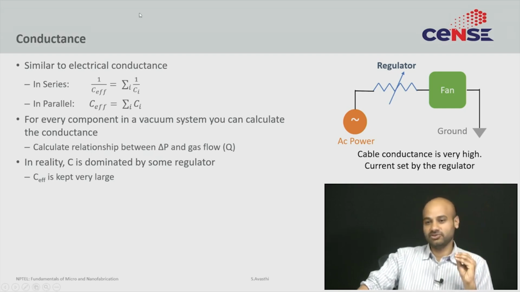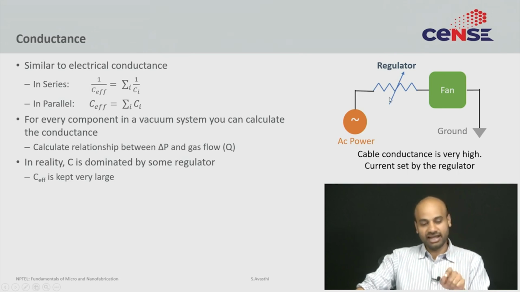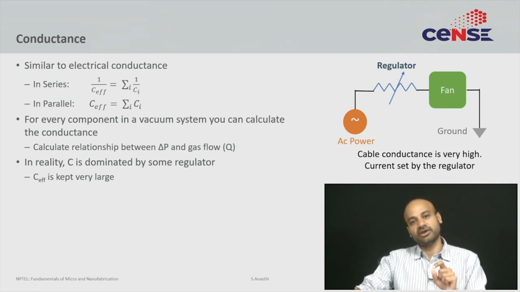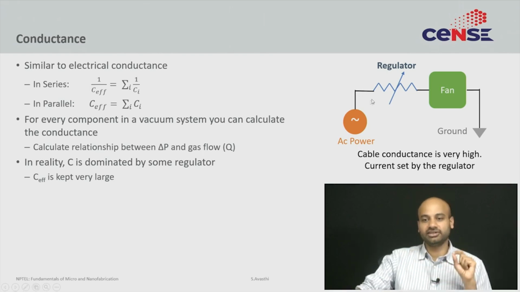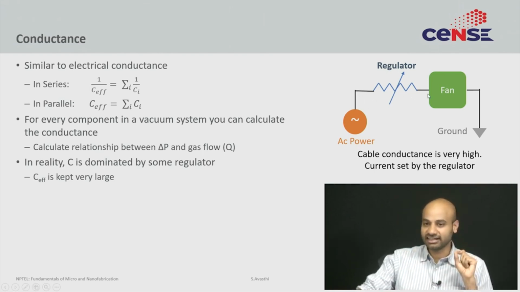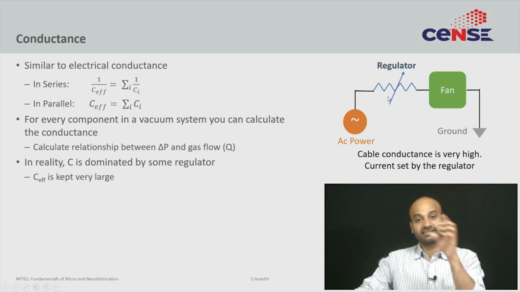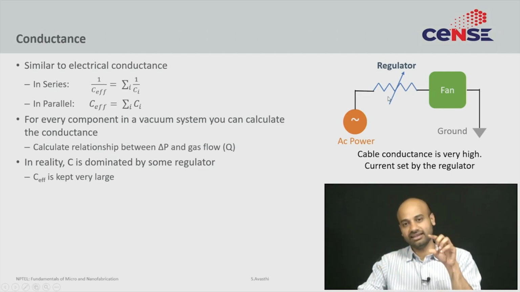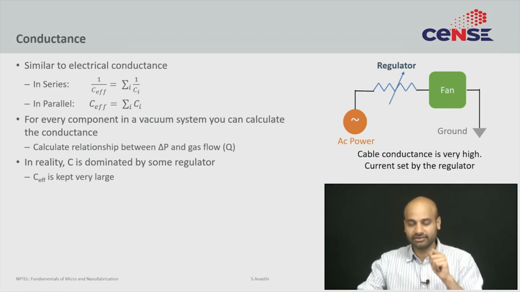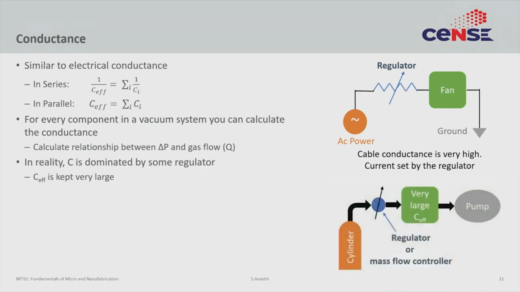Much simpler is to connect the fan through a regulator, and this regulator has some knobs, and depending upon the setting of this knob, you actually control the current. So, you do not give a precise value of conductance of this wire, you just put a wire with a very large conductance and in series add a regulator which can tune the conductance. In practical vacuum systems you do the same thing.